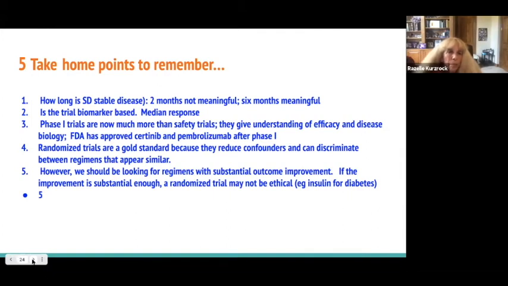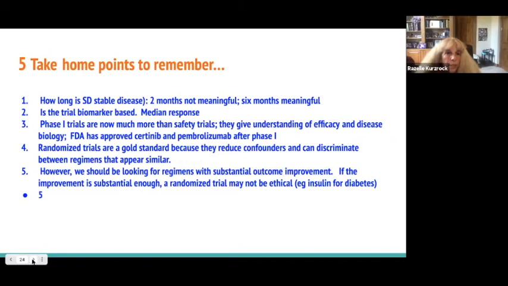Number 3, a lot of people think about phase 1 trials as safety trials. This is maybe an old-fashioned way of thinking about phase 1 trials. It was true 20 years ago. They are still safety trials, but an essential component of phase 1 today is understanding the efficacy of the drug and how the disease biology plays into that efficacy. And the FDA has now approved 2 drugs, ceritinib and pembrolizumab, after phase 1. So this old way of thinking that phase 1 is not about activity was good 20 years ago. That is no longer the case.